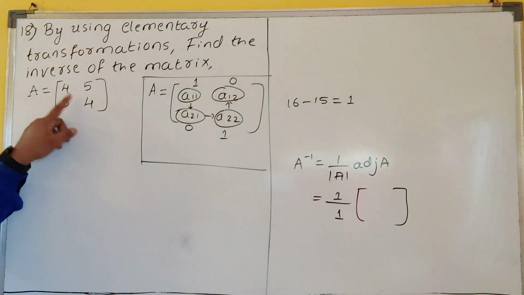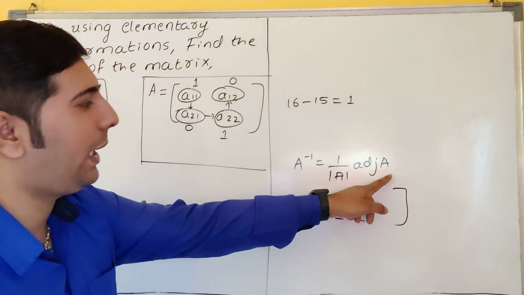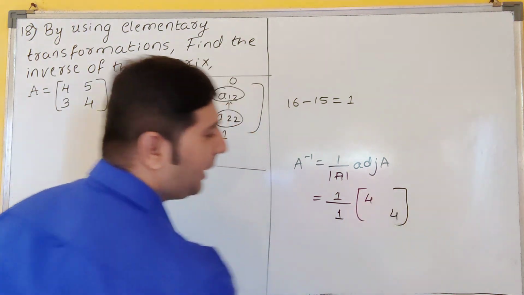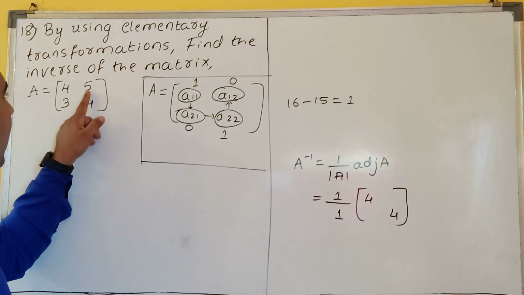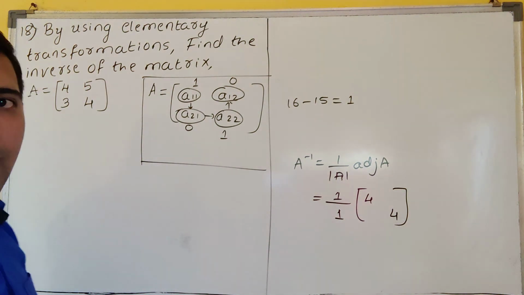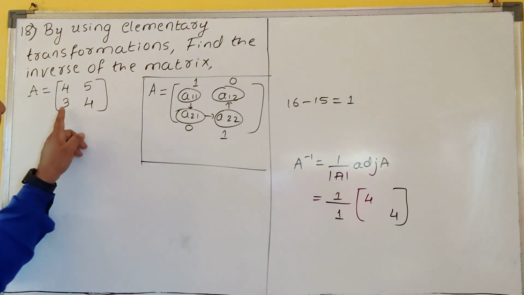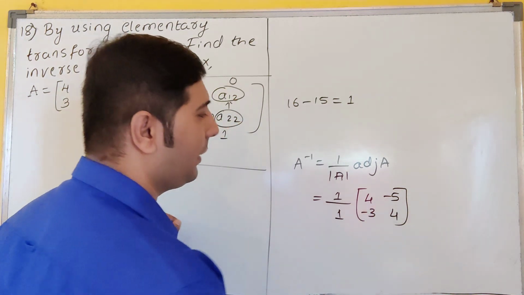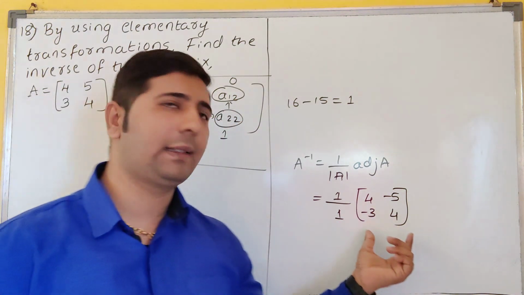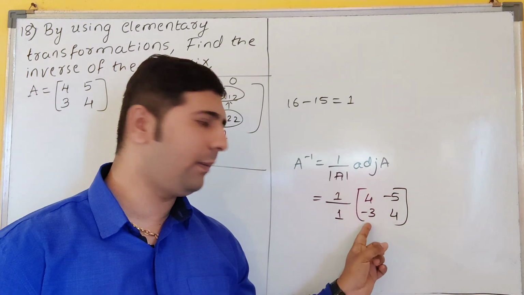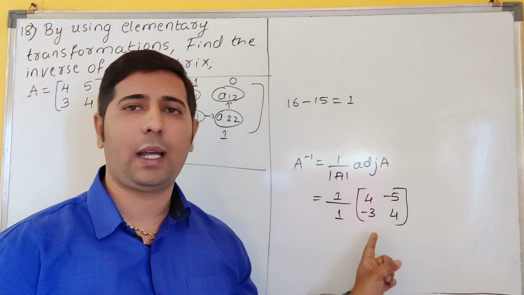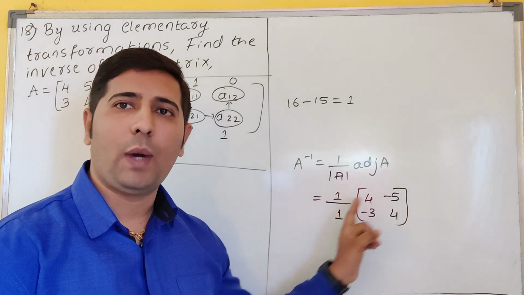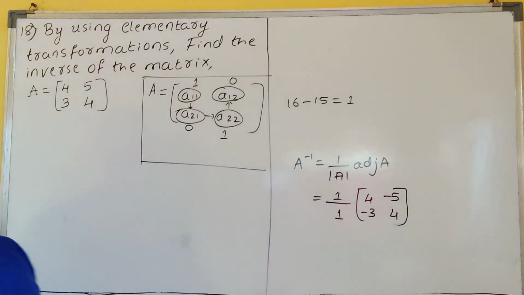Now see, you have to interchange this. Adjoint of A, how to find means, you have to interchange 4 and 4. If you interchange, it remains same only, 4, 4. Then you have to change the sign of 5 and 3, so minus 5, minus 3, dear students. Understood? I am changing the sign of 5 and 3. So 1 by 1 is what? 1. 1 into anything is same, dear students. So write here.